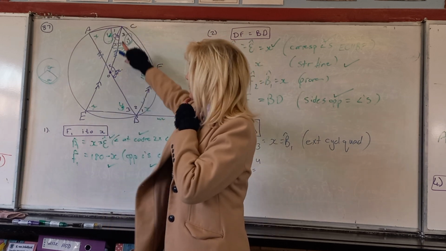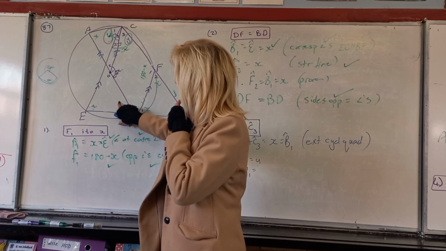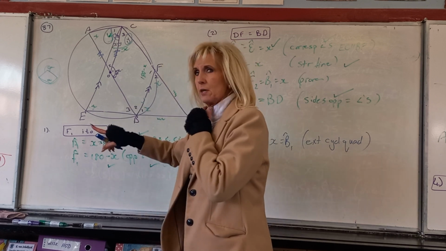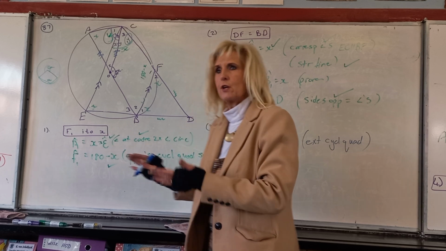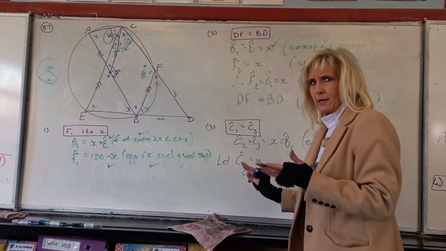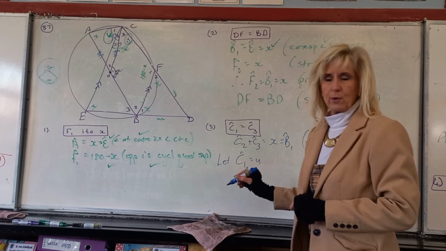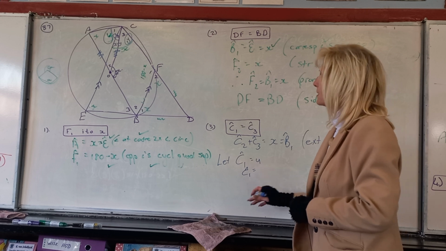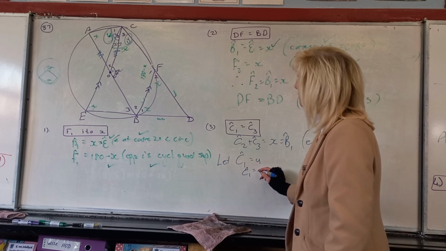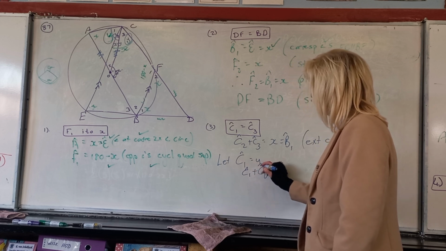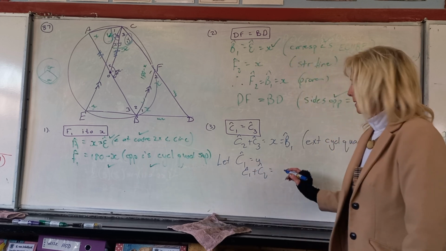Is it true that they are equal because of angles in the same circle segment, the bow tie? It's true, but I'm not using it, so I don't have to write it. If you do write it, is it a problem? No, it's not. It's just not taking you anywhere else. So then C1 was y. So C1 and 2 together is equal to what? X.